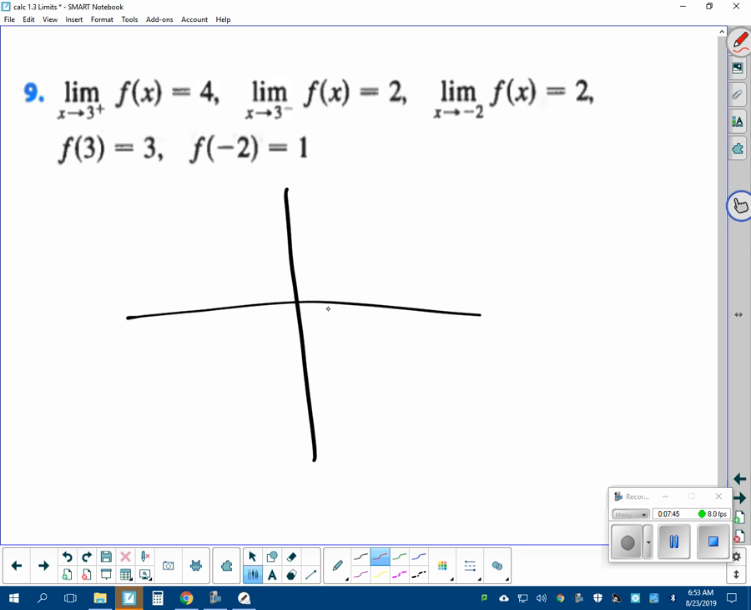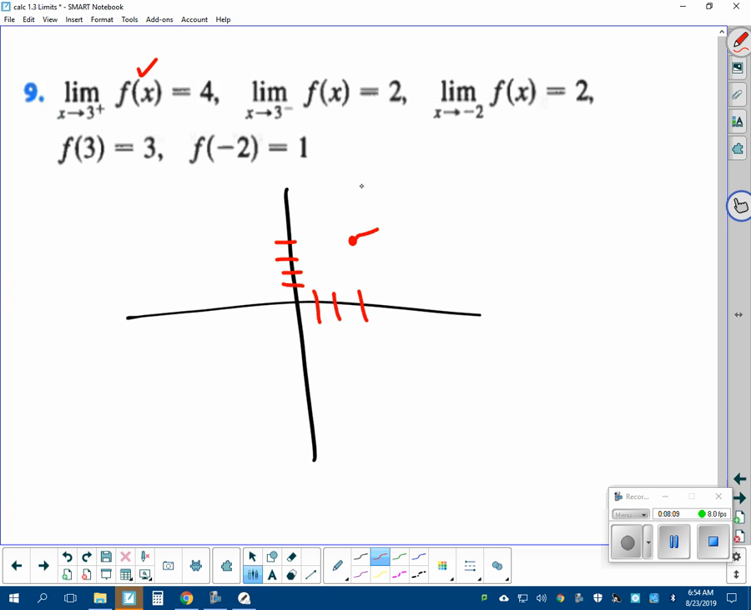The limit as x approaches 3 from the right side is 4. Okay, so again, I just tend to start with a closed dot, and I know because I'm coming from the right side, I have to have a line coming over there. I don't know what kind of line, so I make it nice and short, and then I can go back and extend it later. The limit as x approaches 3 from the left side is 2.